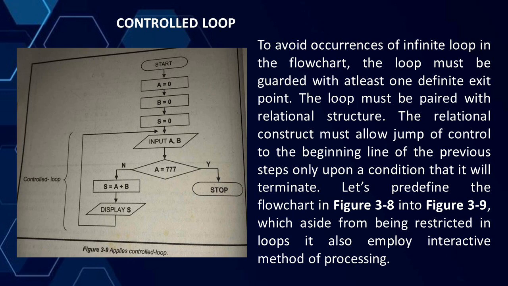Last is the controlled loop. To avoid occurrences of infinite loop in the flowchart, the loop must be guarded with at least one definite exit point. The loop must be paired with relational structure. The relational construct must allow jump of control to the beginning line of the previous steps only upon a condition that it will terminate. Let's predefine the flowchart in figure 3.8 into figure 3.9, which, aside from being restricted in loops, also employs interactive method of processing.